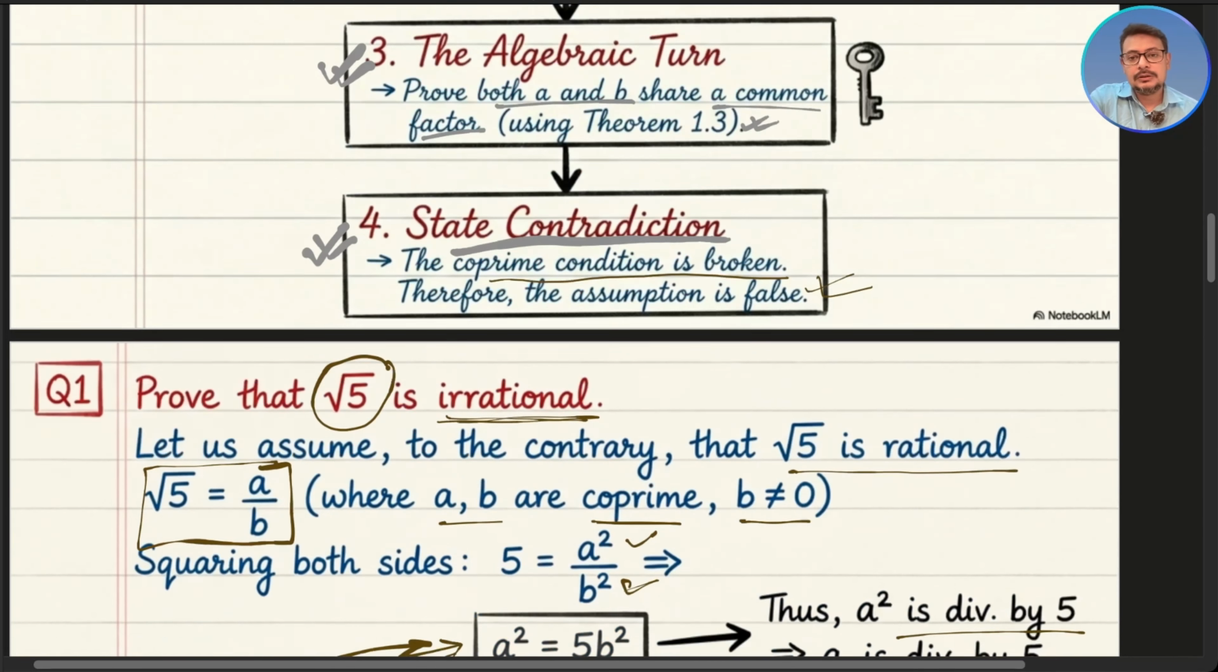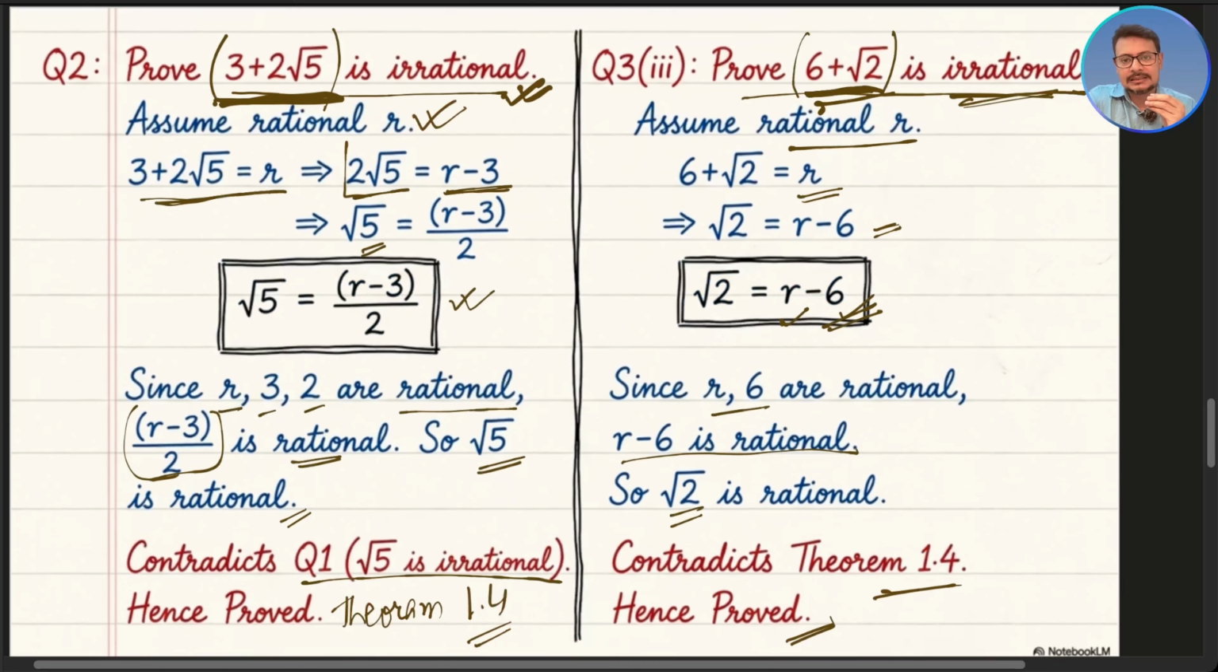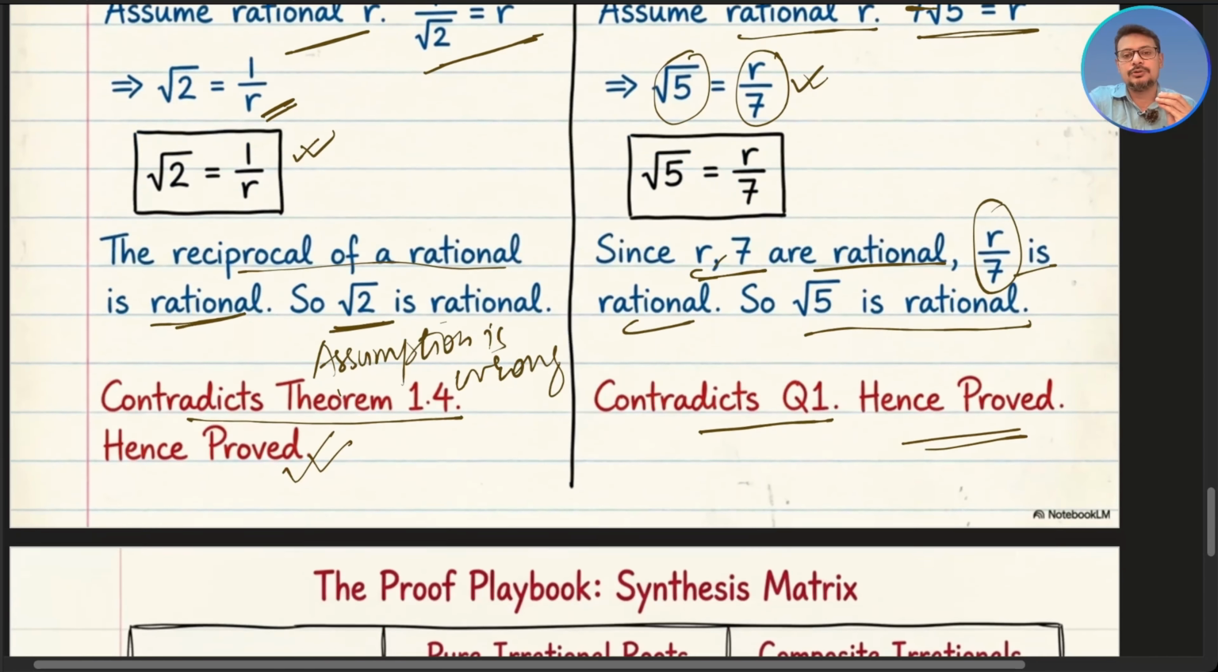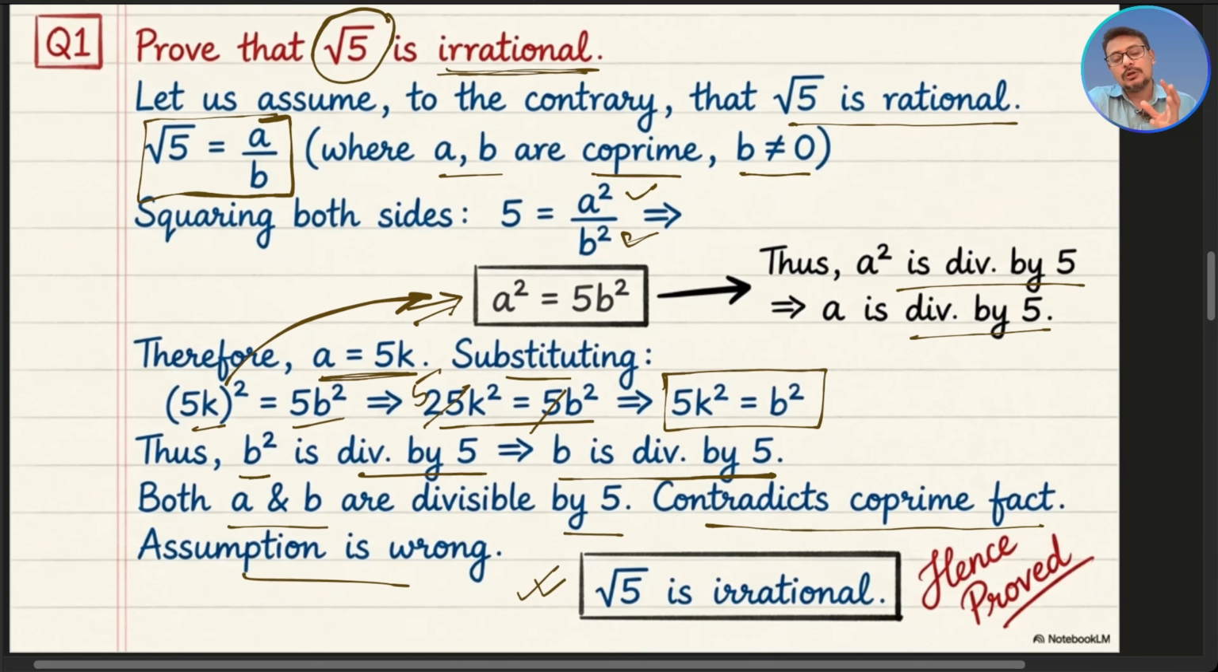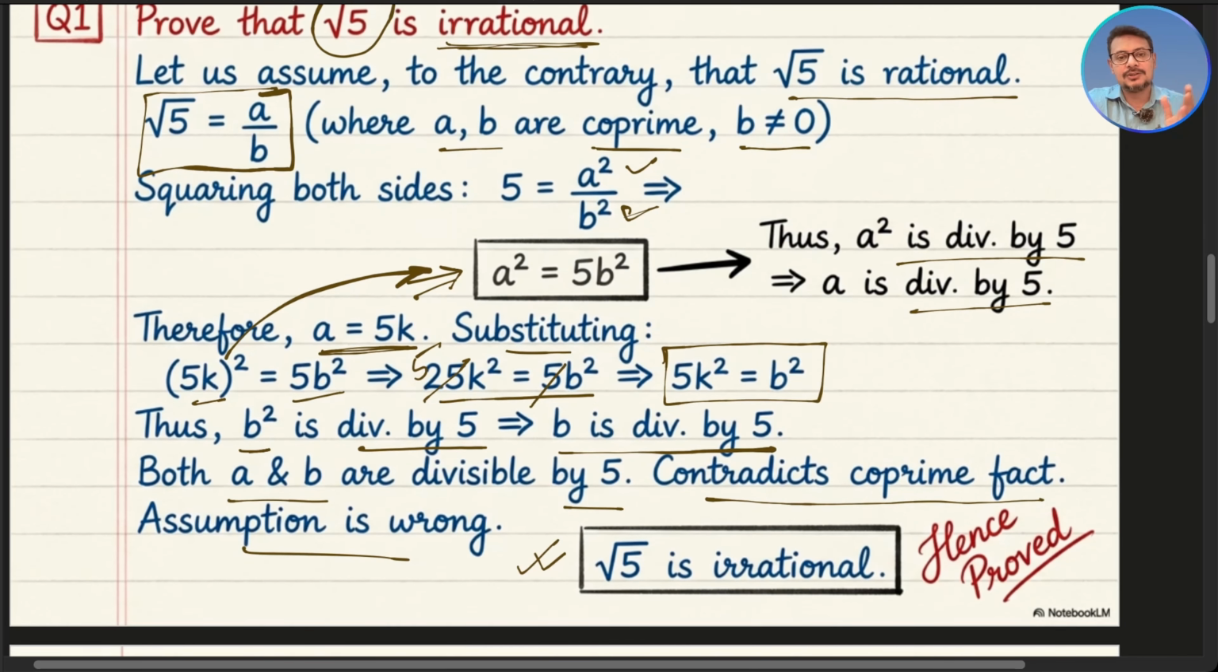So this exercise was based on particularly these two theorems. As per question number 1, when the square root of any prime number is directly given, we have to prove the irrationality of that square root. We'll simply assume to the contrary that root 5 is rational. Root 5 can then be expressed as A by B, where A and B are co-prime and B is not equal to 0. This condition is very important: A and B are co-prime and B should not be equal to 0.